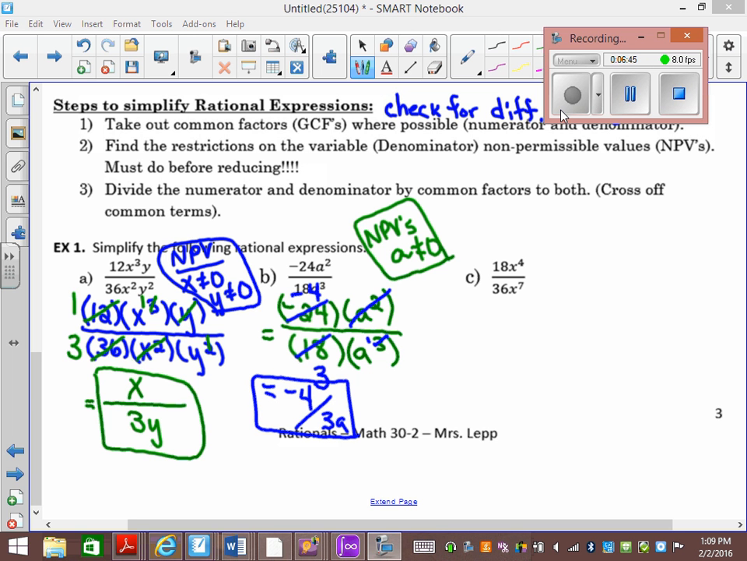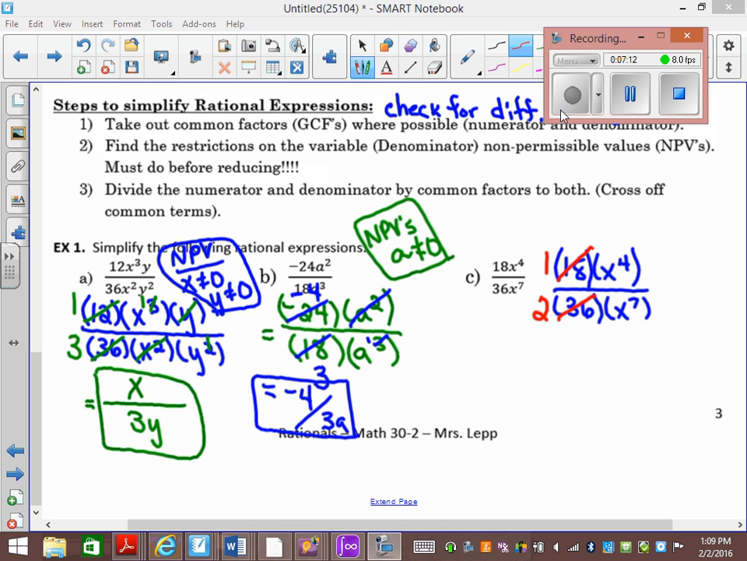Then I have 18 times x4. Remember, when they're multiplied, they can go in separate brackets. 36 x7. So what can I take out of the 18 and the 36, Joe? An 18. So if I take an 18 out of 18, I'm left with 1. And an 18 out of 36, I'm left with 2.